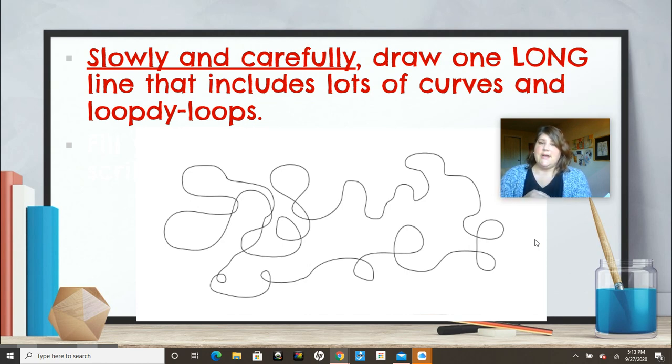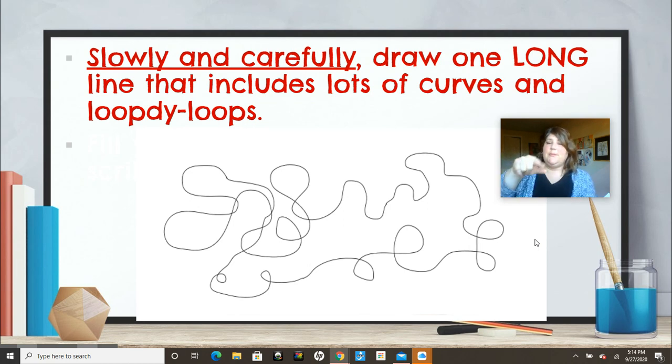I'll actually demonstrate. But keep in mind, there's a couple things I'm going to do. I'm going to draw really slowly and very carefully. And my line is going to be curvy. That means kind of rounded. Wait, I can't get this. There we go. I can never figure out where my hand is.